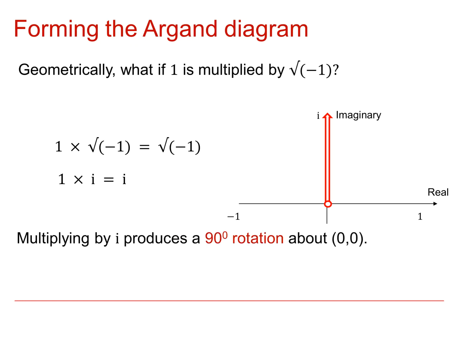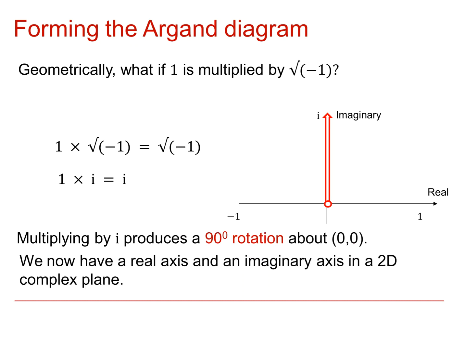We seem to have created two axes, a real axis and an imaginary axis, and we call this the complex plane. They work just like x and y axes.